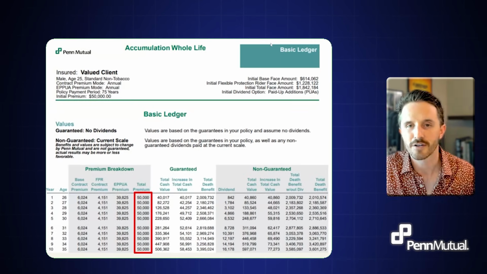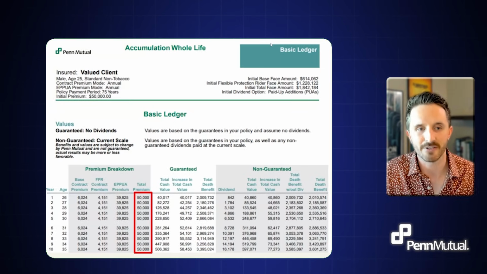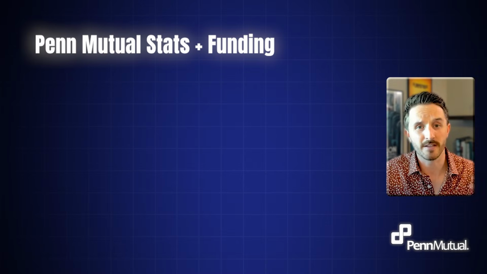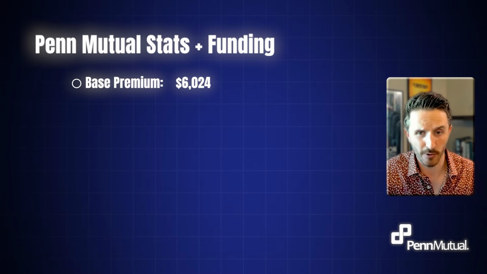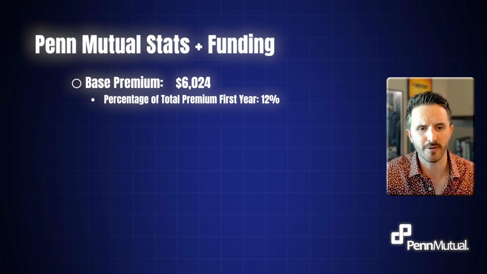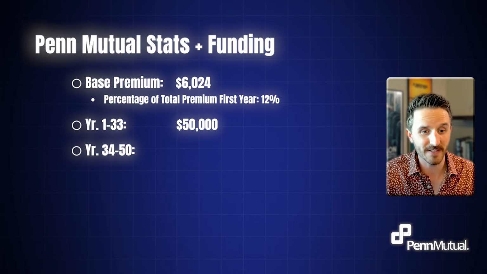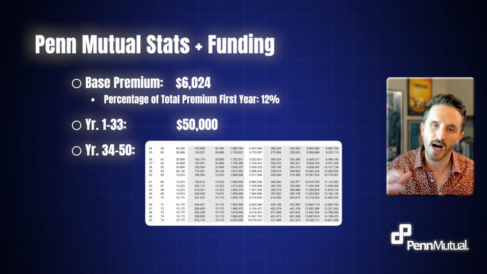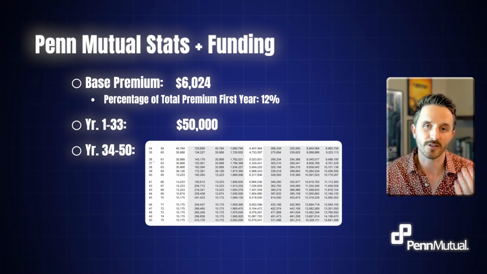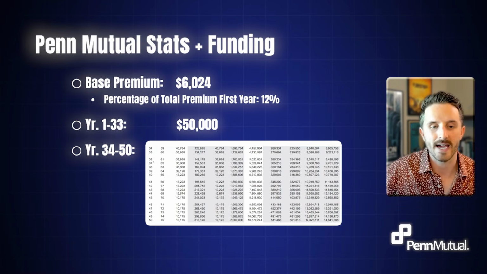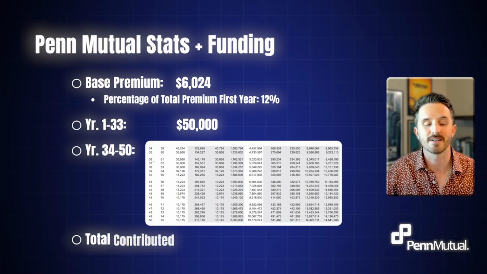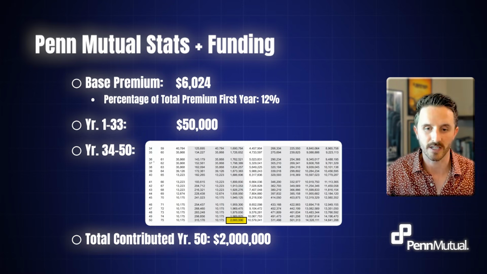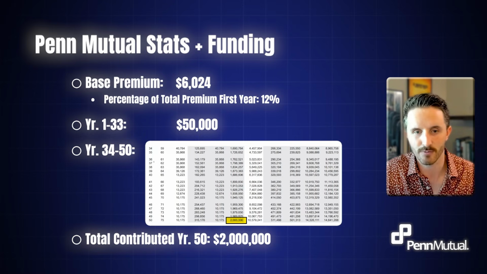All right, so first carrier, Penn, I put in 50,000 a year. And so this is the first page of the basic ledger, just so you can see. So the base premium in year 1, 6,024, 12% of the first year premium, years 1 through 33, 50,000. Years 34 through 50 over here to the right, as you see. So it goes up and down, and it's all because I told the illustrator to not MEC it. And basically by year 50 though, there is a total contributed of $2 million. All right, so that's Penn. That's the way that one looks.